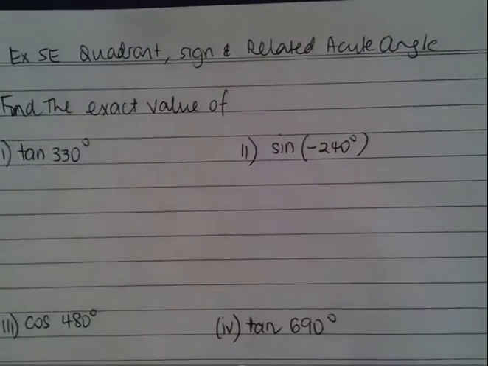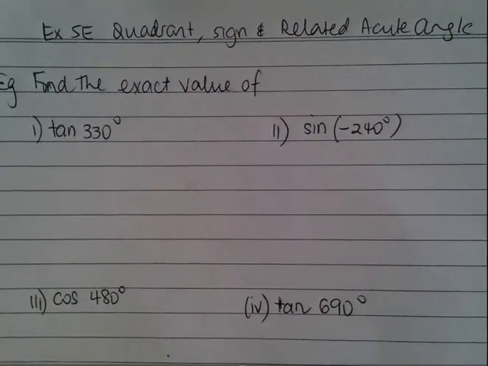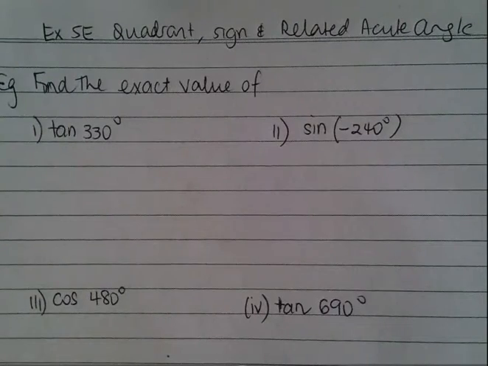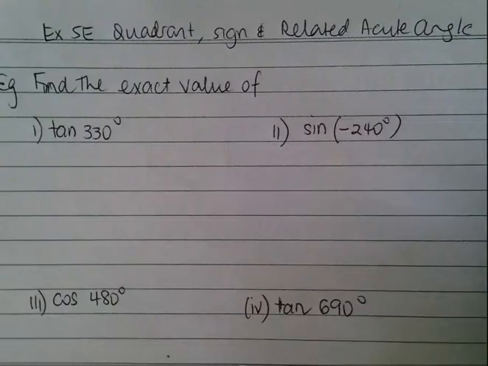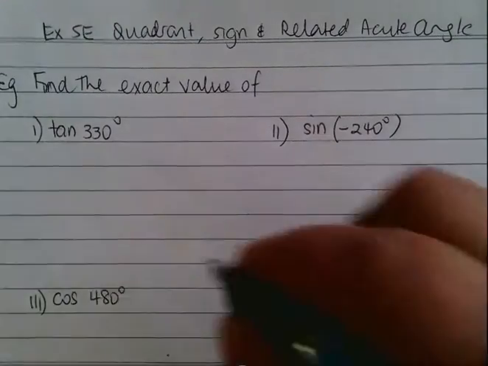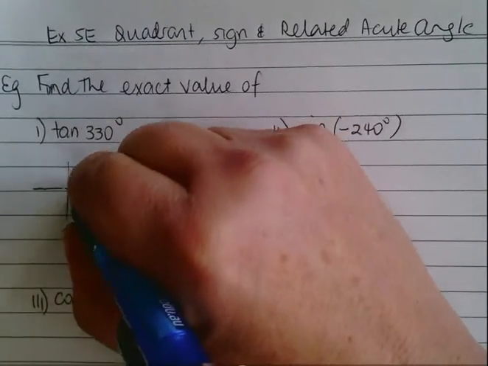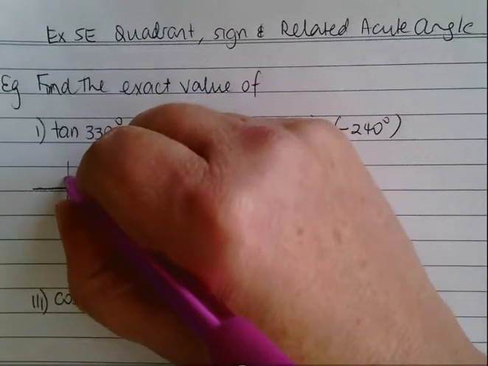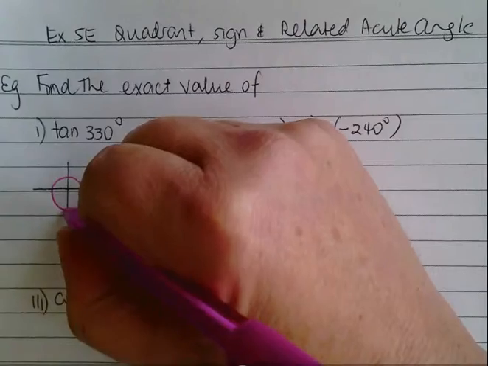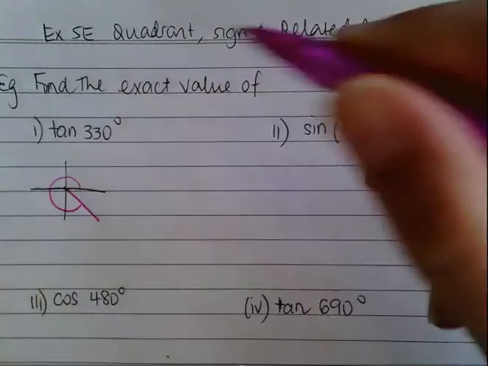Okay, it says find the exact value of the following. Now we've done some of, actually no, we haven't done these. So the tan of 330. The way I want you to do these, girls, is a quick sketch of where 330 is. So where is 330, girls? 90, 180, 270, 330, there it is.